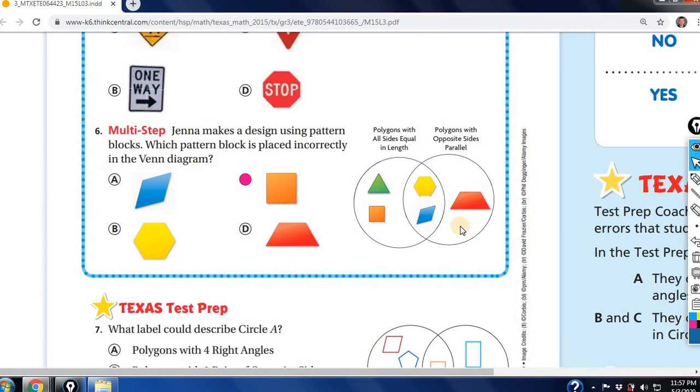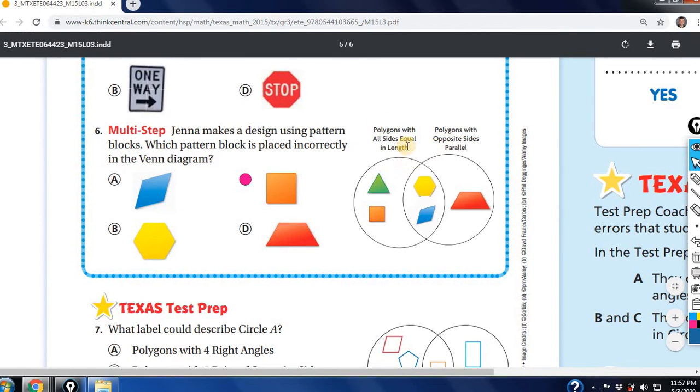The next one, Jenna makes a design using pattern blocks. Here are your pattern blocks. Which pattern block is placed incorrectly in the Venn diagram? So you have polygons with all sides equal in length, polygons with opposite sides parallel. Why is the square here? Because the square also is a polygon, and it also has opposite sides that are parallel. These two are parallel and these two are parallel. These other shapes are placed correctly in the Venn diagram. It is the square here because it has characteristics of both circles, so it must fall here.